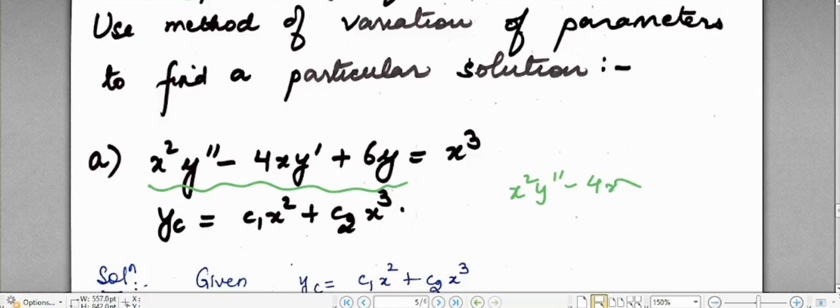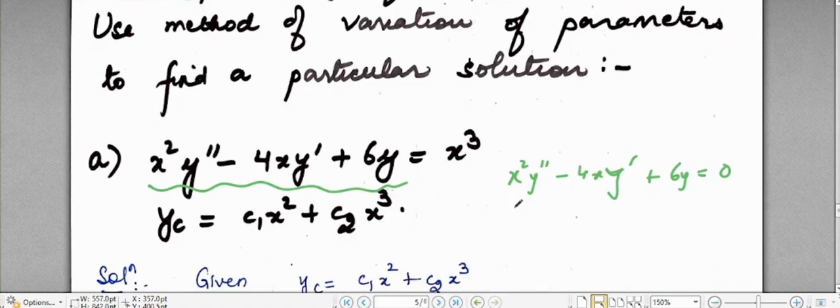4x, so you have x square y double dash minus 4x y dash plus 6y equal to 0. Now you can see that this is an Euler equation for which you will have to do the substitution v equal to log x and so on for figuring out what the two linearly independent solutions are.